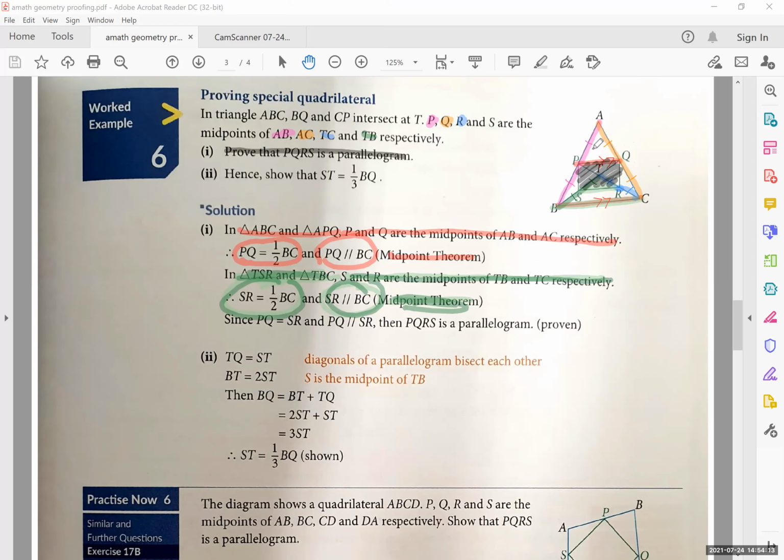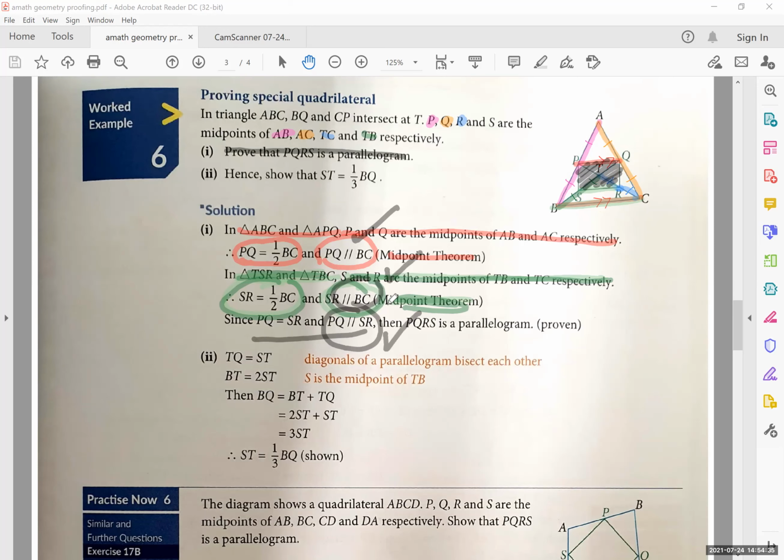So how to prove is parallel? Because I know that if PQ is parallel to BC, and SR is parallel to BC, therefore I can say that PQ is parallel to SR, right or not, guys? Agree or don't agree? Using the parallel lines.